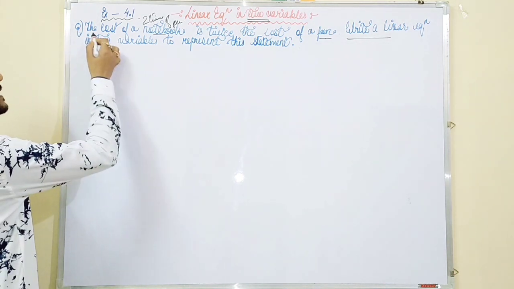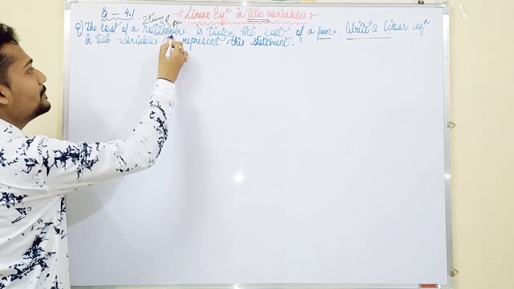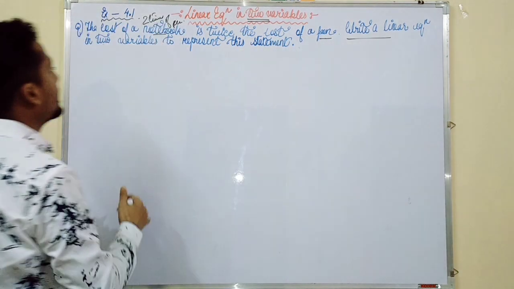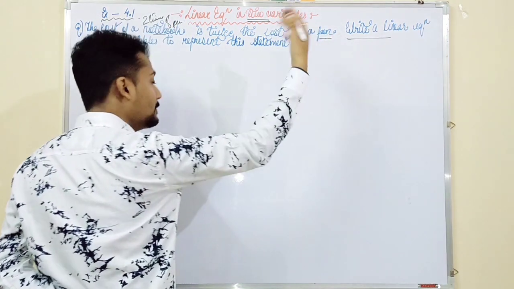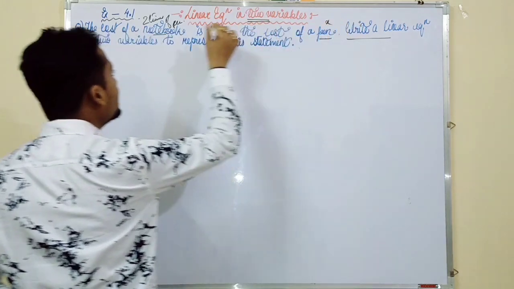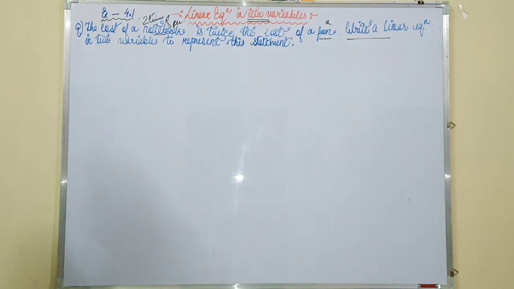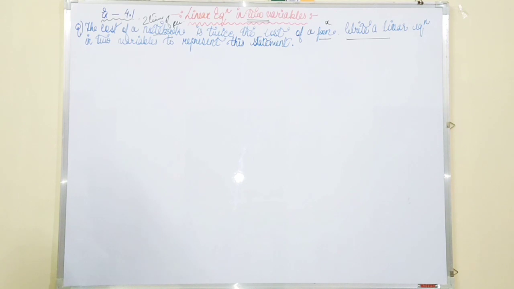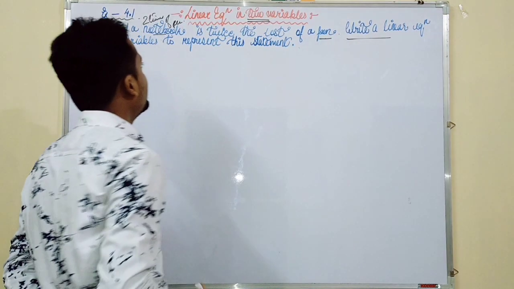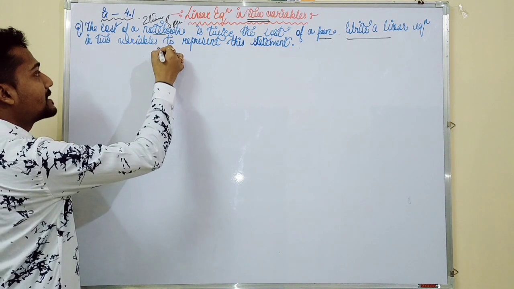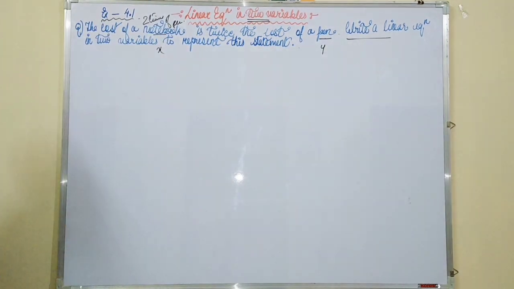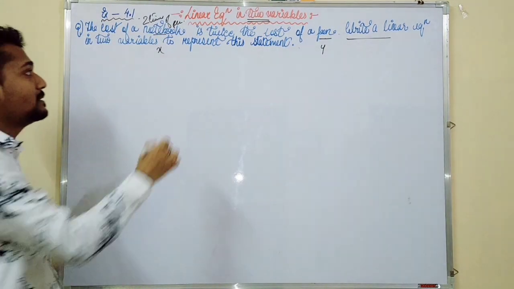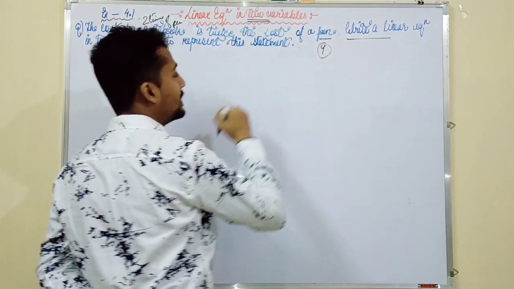So what does the question say? The cost of a notebook is twice the cost of a pen. That means if we take the pen to be x, then the notebook will be what? 2 times the cost of the pen, which is x. Or if we take the cost of notebook as x and the cost of pen as y, since we are using linear equations in two variables, that means we have to take at least two variables.